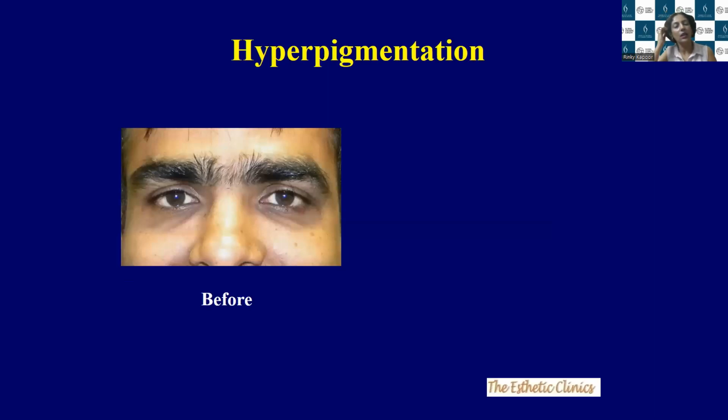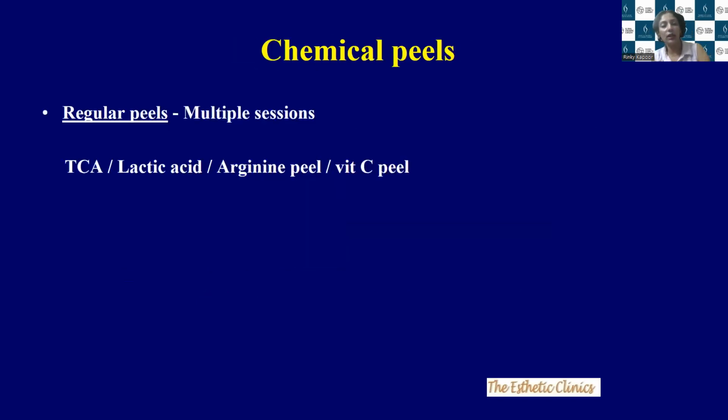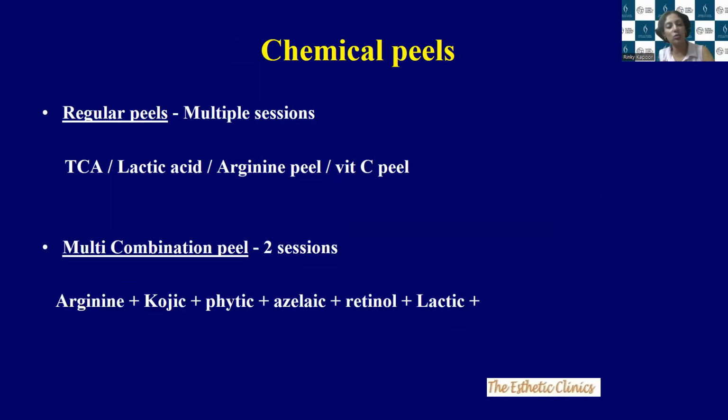This is a patient who has hyperpigmentation, and here we decided to go ahead with under eye peels in combination with a pigment reduction laser, and it gives very good results. So the peels which are generally used, the earlier peels like the TCA, lactic, etc., would require multiple sessions. Currently at the aesthetic clinics, I do not prefer these peels. What we do is the multi combination peel, which needs just 2 sessions and is a combination of a lot of alpha and beta hydroxy acids.